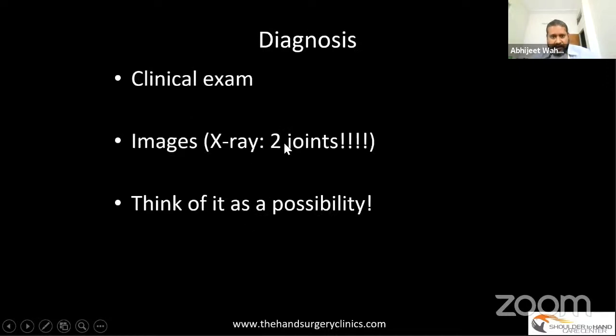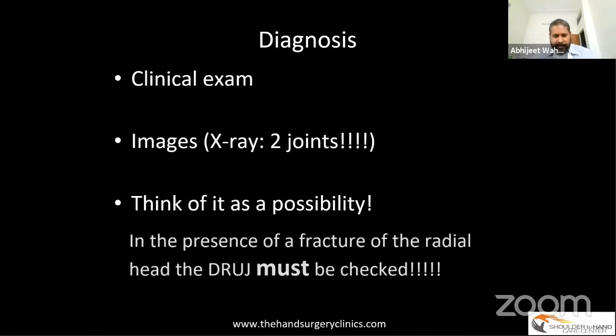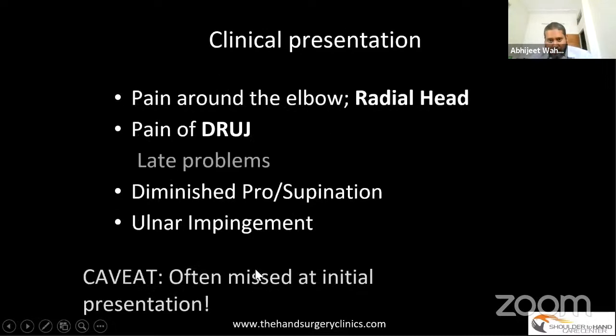The diagnosis is based on clinical examination and images, and it is very, very important to take an X-ray of the elbow as well as the wrist joint, and always bear in mind the possibility of an Essex Lopresti variant, especially if there is a radial head fracture. The DRUJ must always, always, always be examined. Patients present with pain around the elbow and the radial head, there may be pain in the wrist and the distal radio-ulnar joint, but these are usually late presentations, just like we saw in that case. There may be a reduction in the arc of rotation and ulnar impingement because of proximal migration of the radius. And the caveat is that this is very often missed at initial presentation.